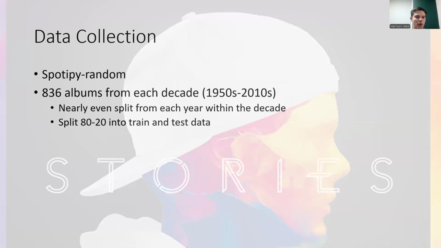In total, there are 836 albums from each decade exactly, and there's a nearly even split from each year within the decade, about 83. That's then split evenly 80-20 into train and test data.